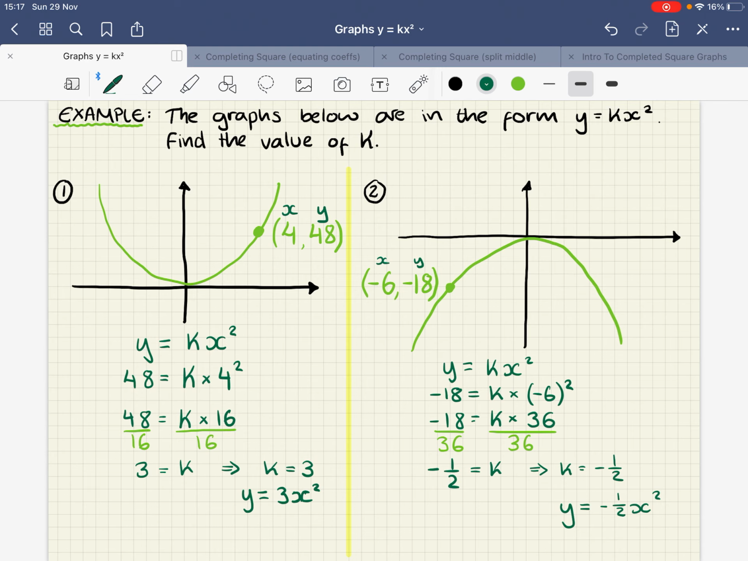And that's basically all there is to it with these questions. So all you need to do, you take your coordinates, plug it into that basic equation, and then solve and rearrange it to find out the value of k.